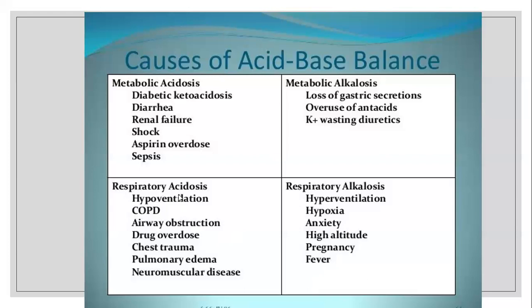Respiratory acidosis, the breathing is too slow, like hypoventilation, COPD, like asthma, bronchitis, emphysema, airway obstruction, drug overdose, chest trauma, pulmonary edema, or neuromuscular disease.